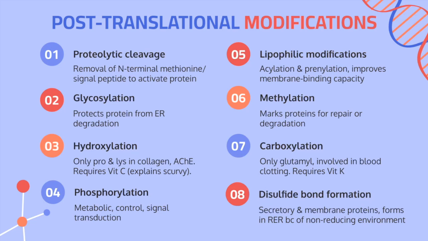protein, and it may have a role in the function of the protein, but it may also just serve to protect the protein from degradation from the endoplasmic reticulum. Next, we have hydroxylation. This only happens to two amino acids, proline and lysine. You might remember from the protein chapter that we have hydroxyproline and hydroxylysine in collagen. So hydroxylation is an important reaction in the formation of collagen. It's also involved in the formation of acetylcholinesterase.